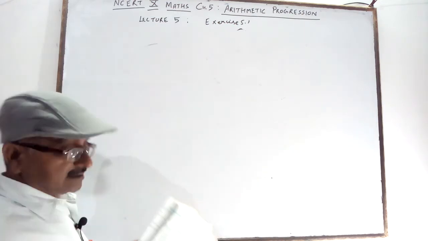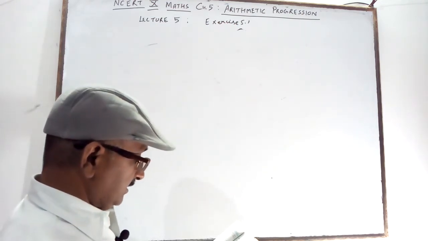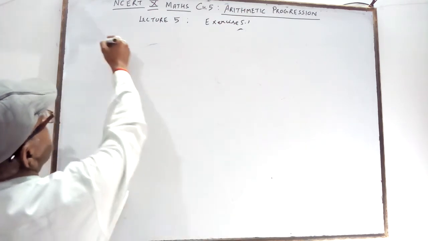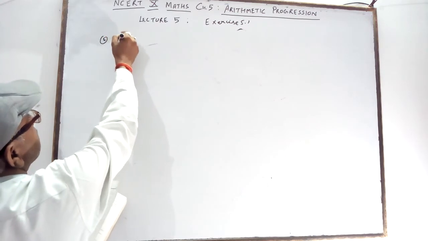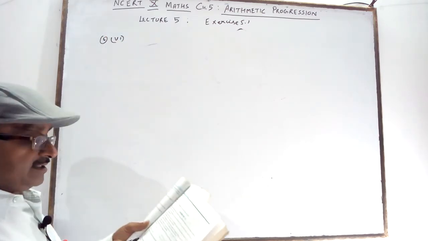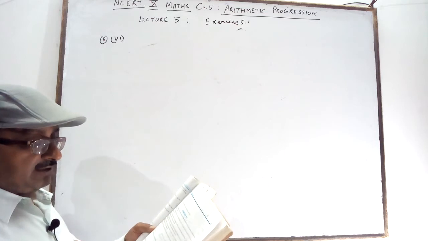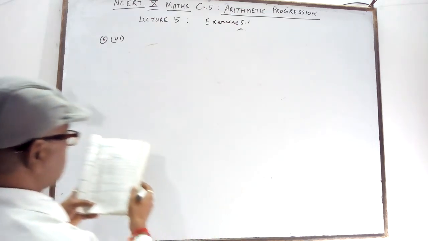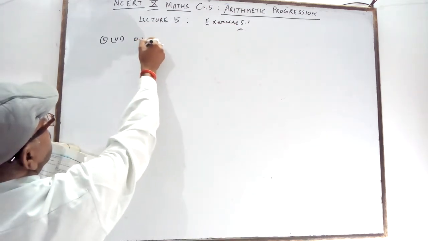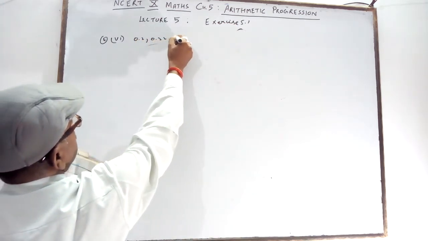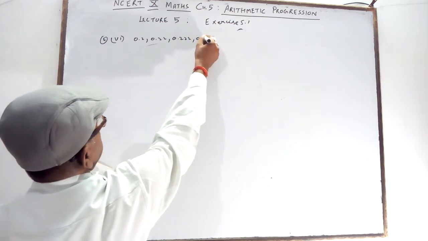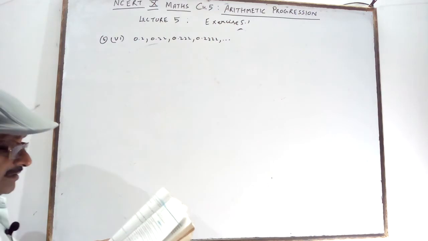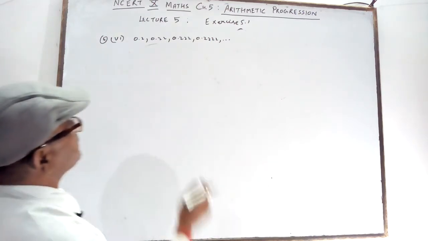Now we'll see exercise 5.1, question number 4, 6th part. Again the same thing: if it is an AP, then find the first term and common difference and write the 3 more terms. The 6th part is given: 0.2, 0.22, 0.222, 0.222 dot dot. Here you can see the 2s are increasing, it means it is an AP.